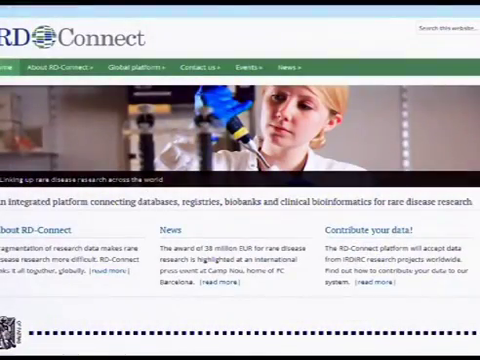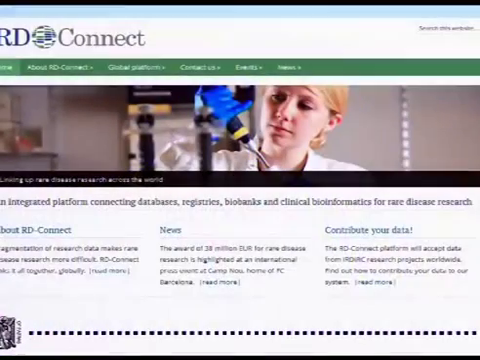I'm going to continue where Olaf left it. It's about RD Connect. As I've told you, RD Connect is a similar project that tries to connect, as the title says, databases, registries, biobanks, and clinical bioinformatics. I would say genome informatics for rare disease research.